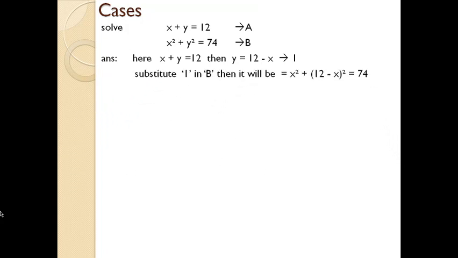Then substitute equation 1 in equation 2. Then you will get x square plus 12 minus x the whole square equal to 74. Here now you got an a minus b the whole square situation. You have to expand that equation. Then you will get x square plus 144 minus 24x plus x square equal to 74. You have to change it to a quadratic form by moving the relevant terms to their respective positions: 2x square minus 24x plus 70 equal to 0.